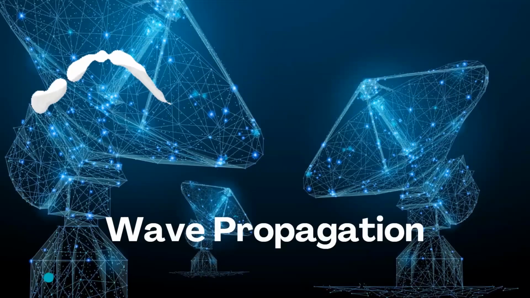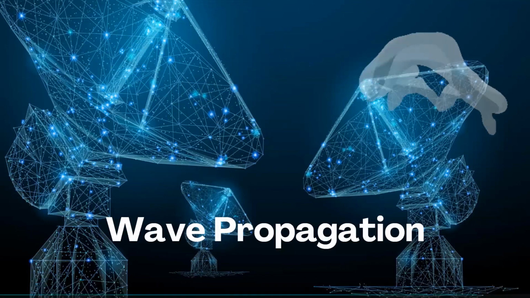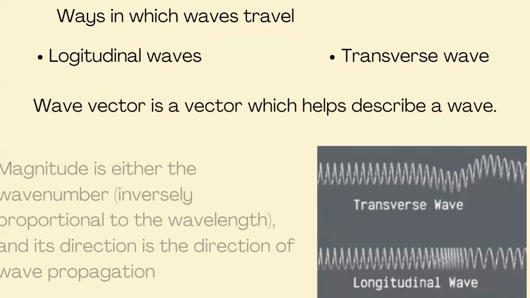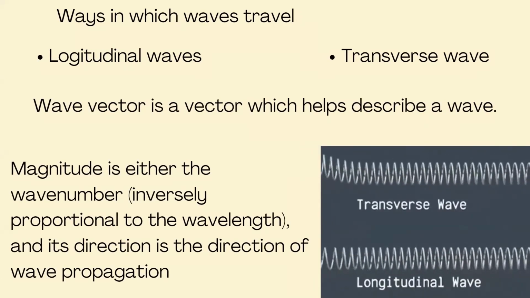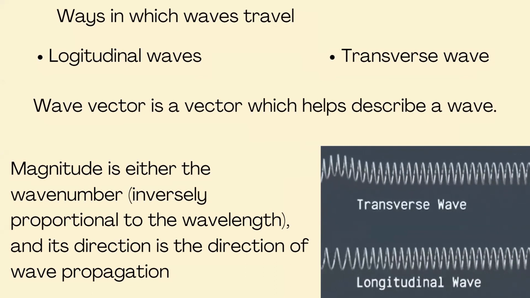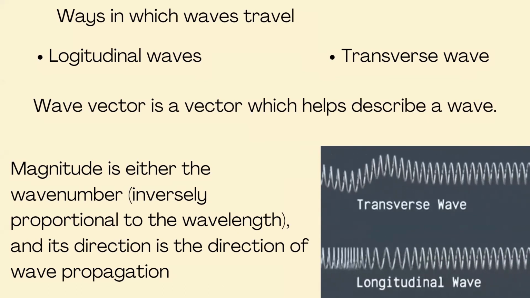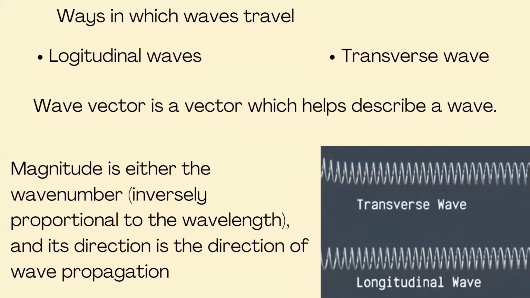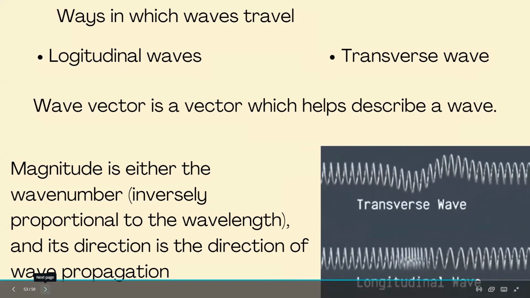Then this is also being used in wave propagation. I know you have an idea about the uses of vectors in wave propagation. So either it's a longitudinal or transverse wave, we are using vectors. So what do you mean by this wave vector? It's something which helps us to describe the wave or its conditions. So what will be the magnitude or what will be its direction? What is the wave number, whether it's inversely proportional to wavelength, or what will be the direction of the wave, how the propagation is happening. All these things can be a part of vectors.